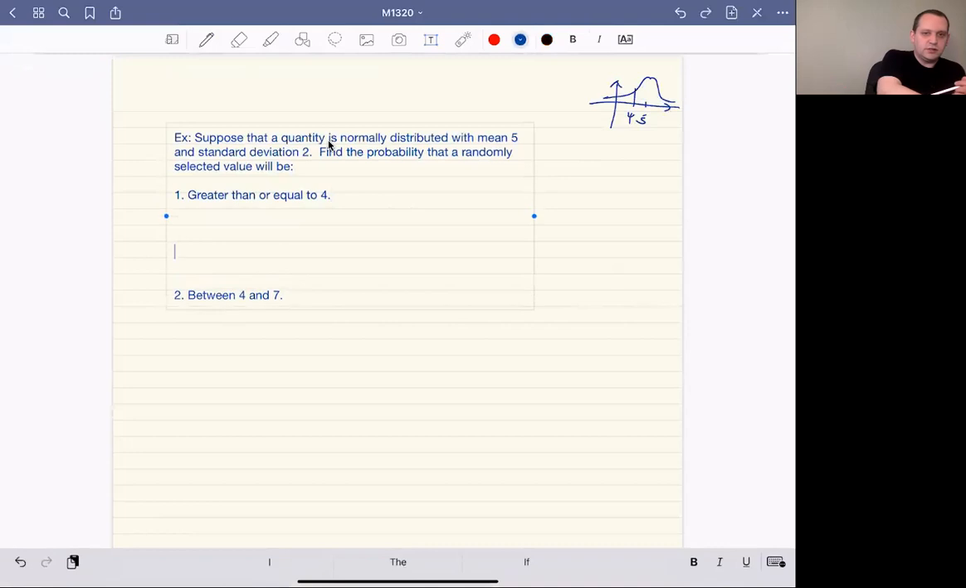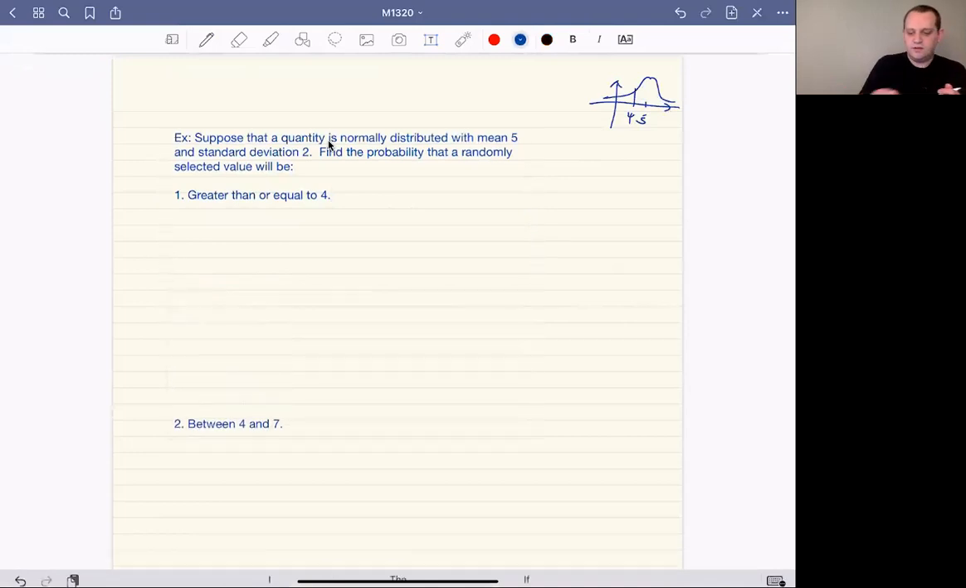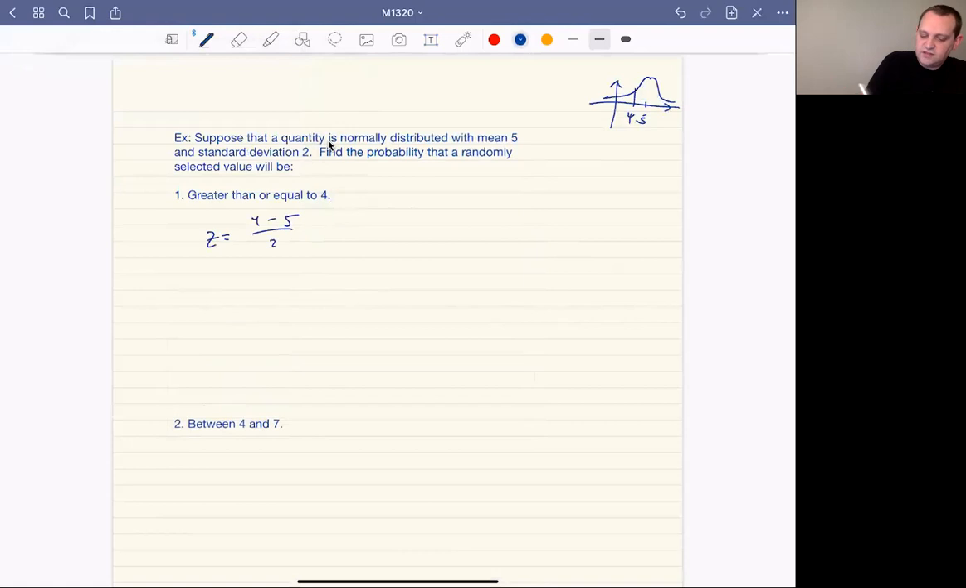I'm going to give us a little bit more space here because I didn't give us enough. And our standardized values are going to be z is, let's see, the value we're working with is 4, the mean is 5, and the standard deviation is 2. So this is negative 1/2 or negative 0.5.